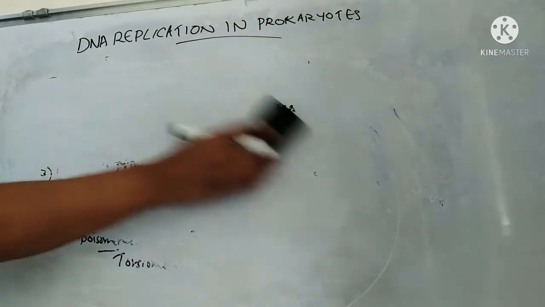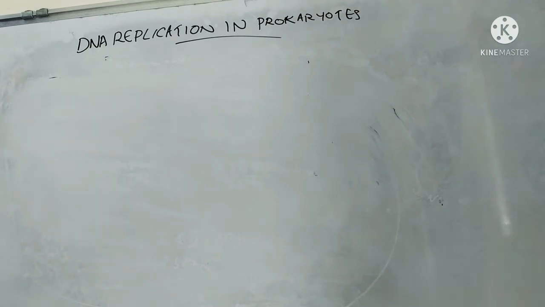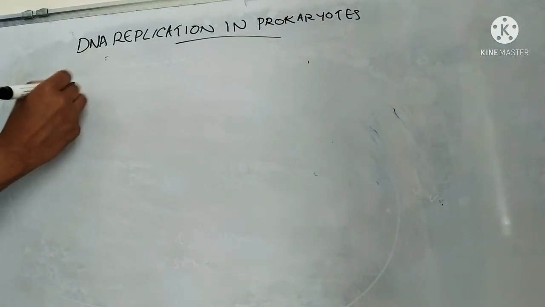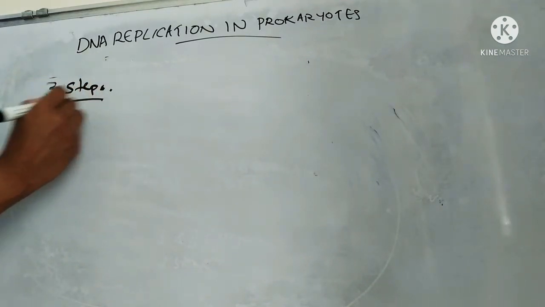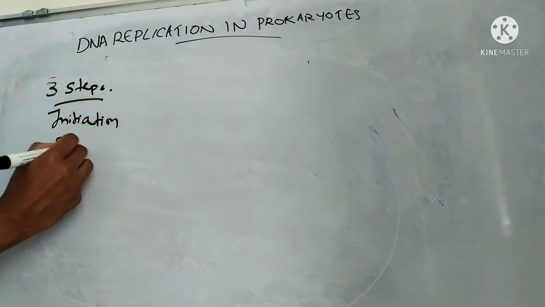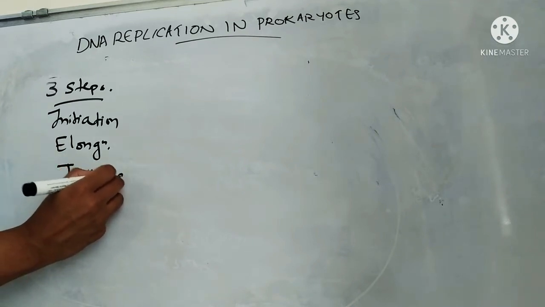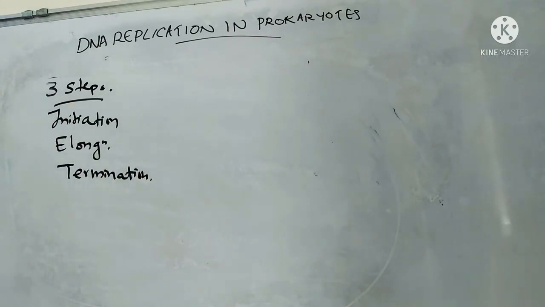So let's see the steps in replication. Mainly 3 steps: initiation, elongation and termination. So first we will see initiation.